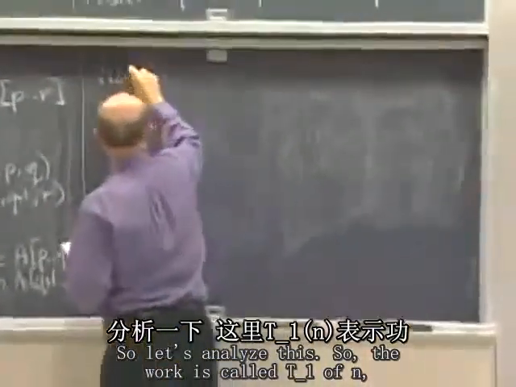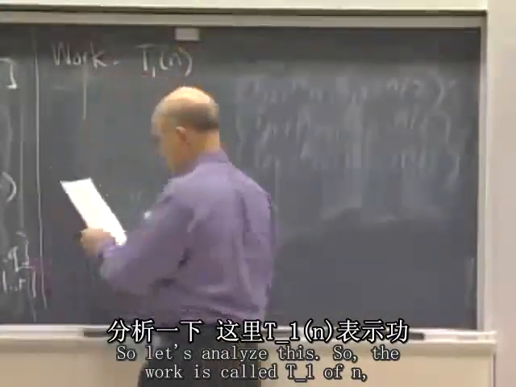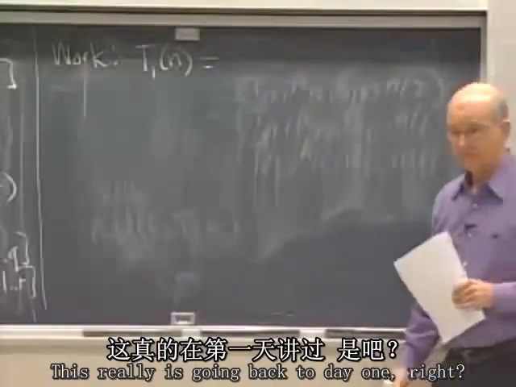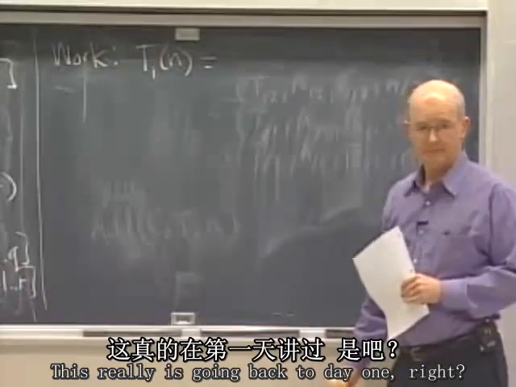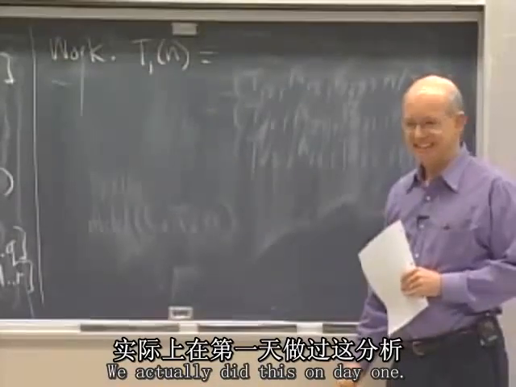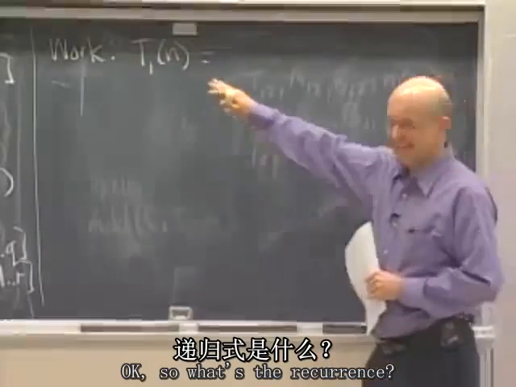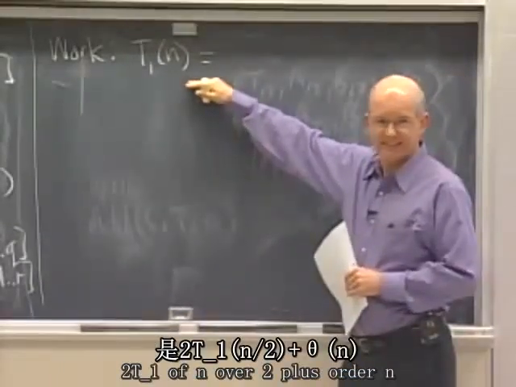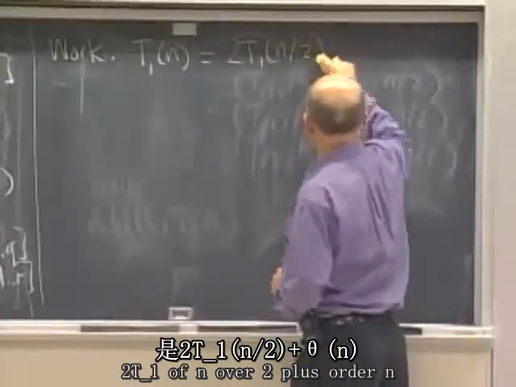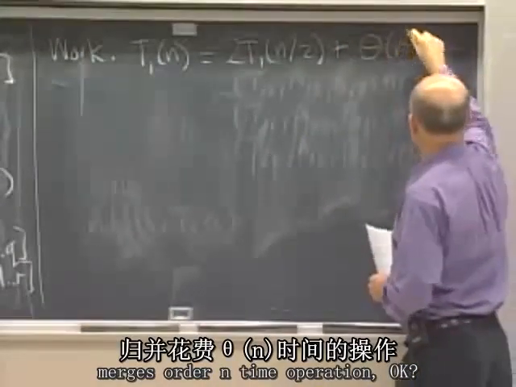So the work, let's call it T1 of n, is, what's the recurrence for this? This really is going back to day 1, right? We actually did this on day 1 of this class. Okay, so what's the recurrence? 2T1 of n over 2 plus order n. The merge is an order n time operation.